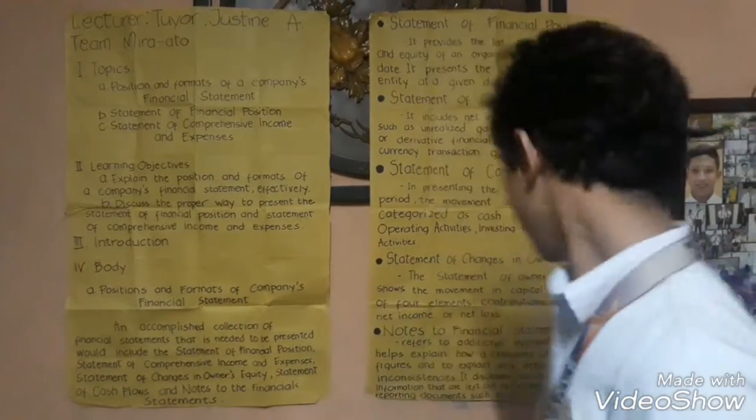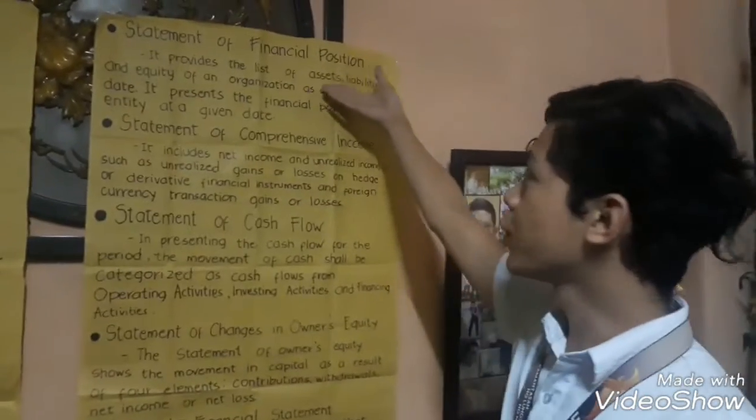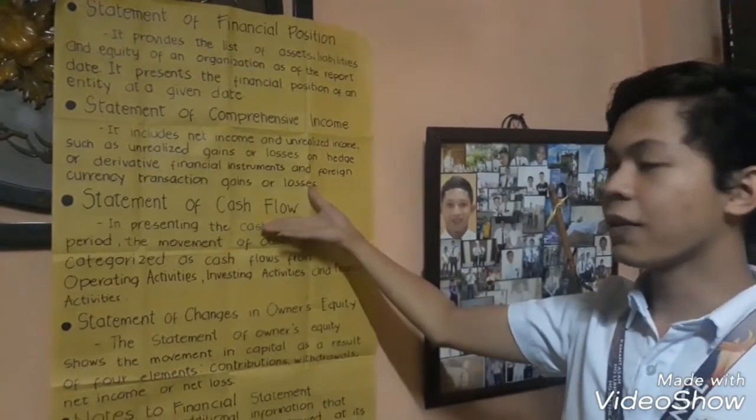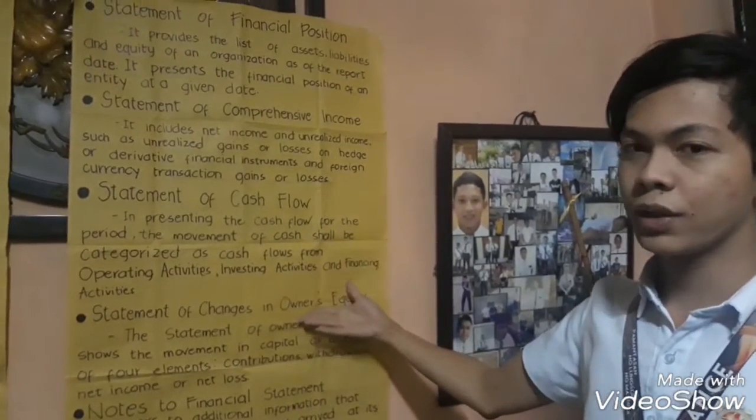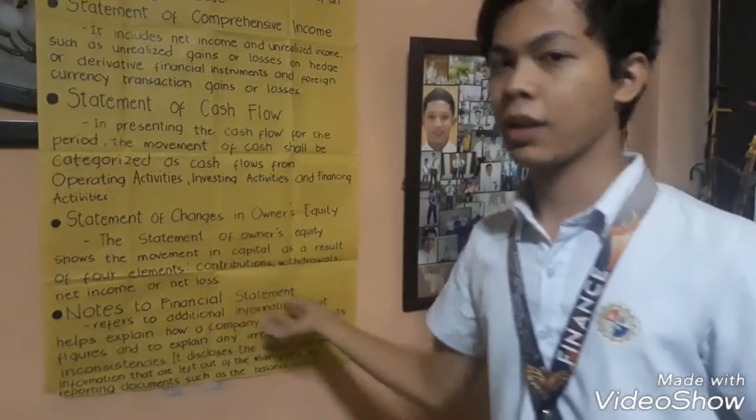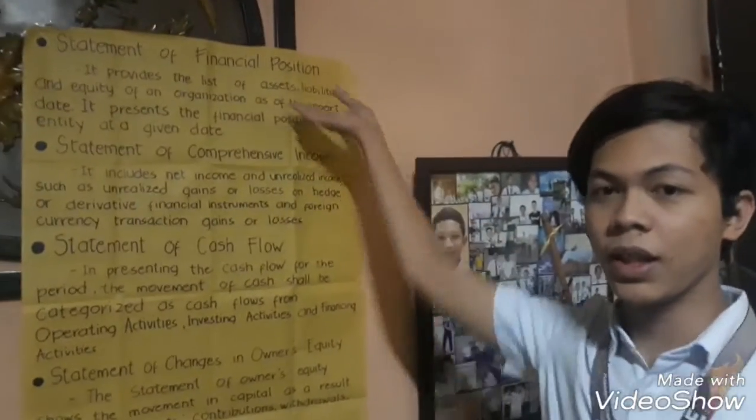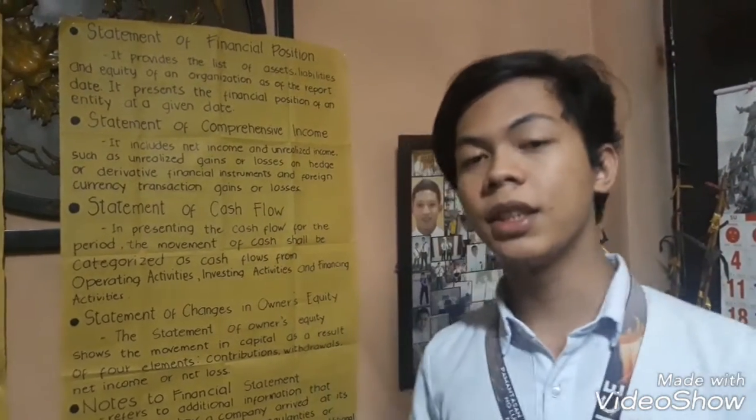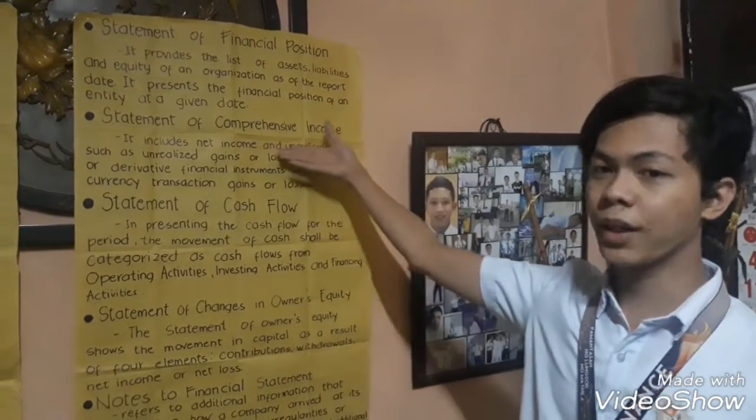A complete set of financial statements includes the statement of financial position, statement of comprehensive income and expenses, statement of cash flow, statement of changes in owner's equity, and notes to financial statements. First is the statement of financial position. It presents the company's financial position at a given date. In other words, it gives us the list of resources, obligations, and ownership details of a company at a specific date.